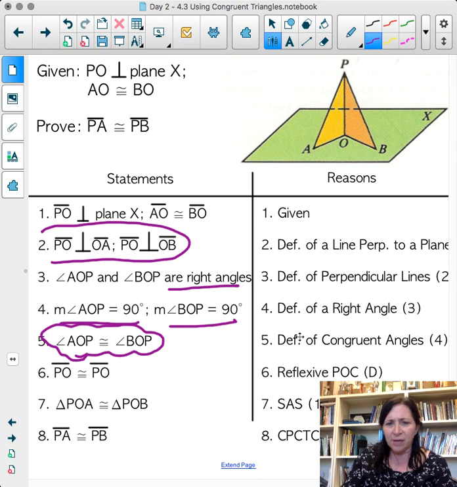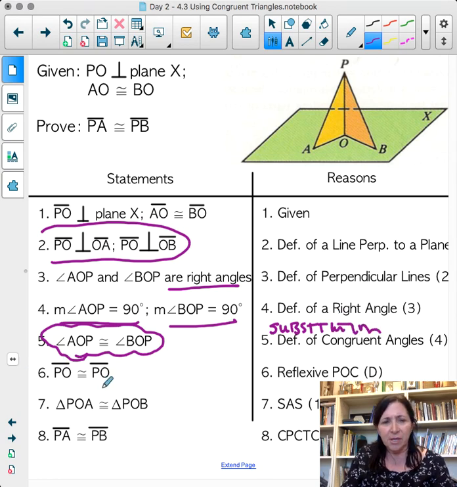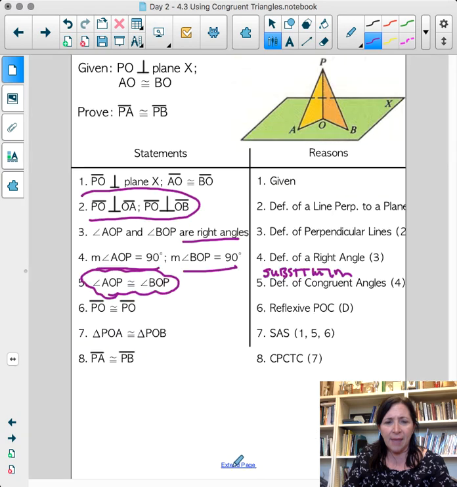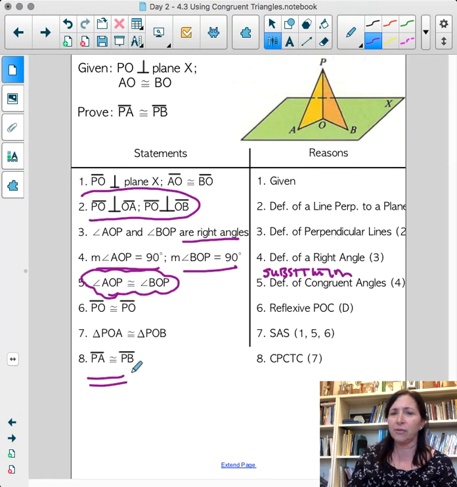you could say definition of congruent angles; substitution would also be okay. PO is congruent to PO, that's reflexive. And then the last part, you have the two triangles congruent. And once the two triangles are congruent, then all of the parts are congruent. Okay.